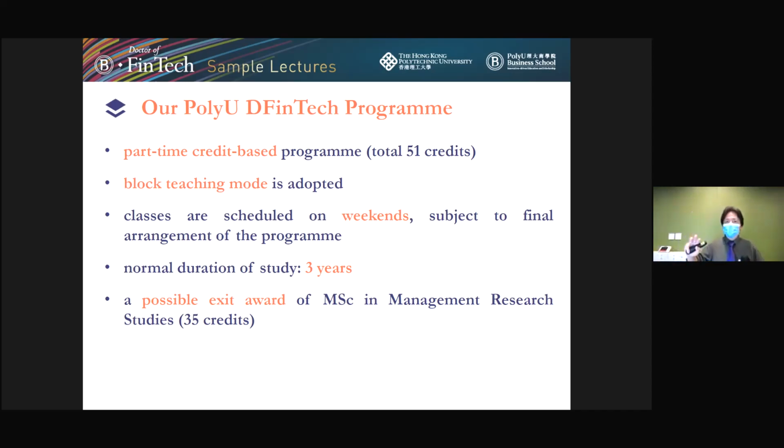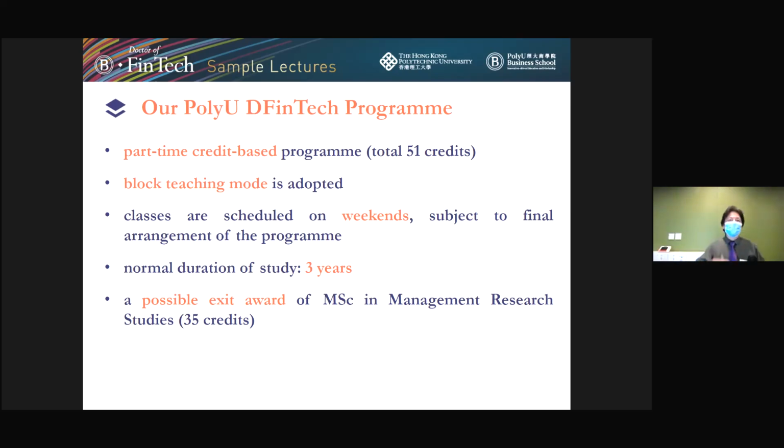Roughly, these 51 credits have three components. One is the taught subjects, right? And then the other is the thesis. The third one is the residential workshop. I will explain more later. And essentially, we do it in a weekend mode. So essentially Saturday and Sunday, the whole day, right?